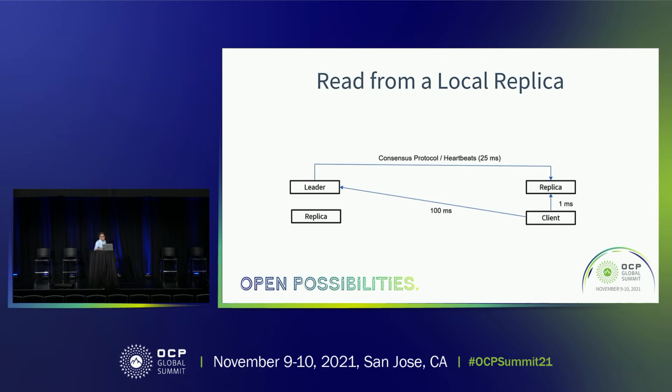So instead of going to the leader and accumulating a latency of 200 milliseconds, we can go to the replica and wait about 100 milliseconds. In total, we're going to save 50% of the latency of the read operations. And in the case of a distributed database, that significantly improves the throughput of the whole system.